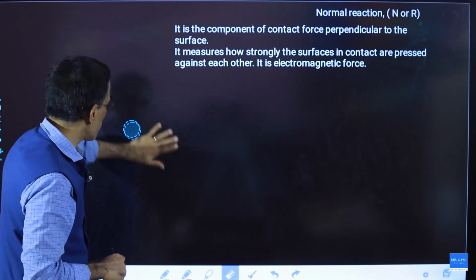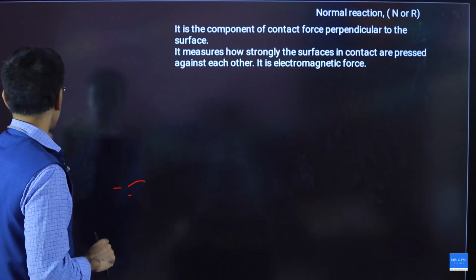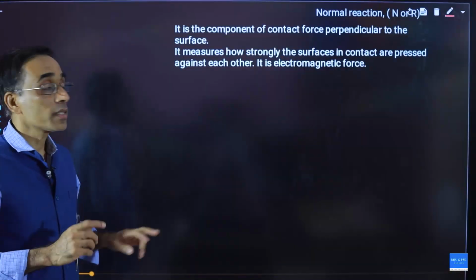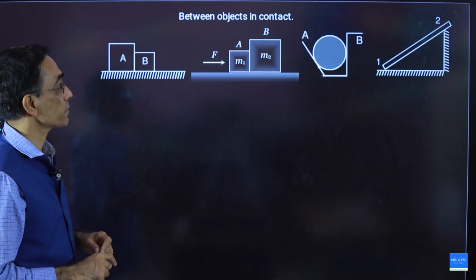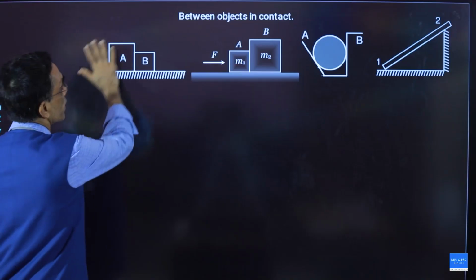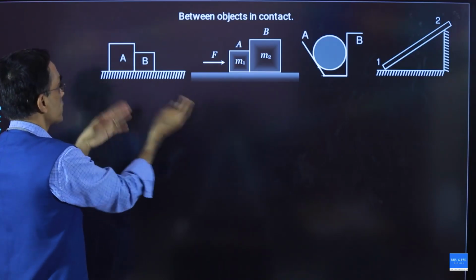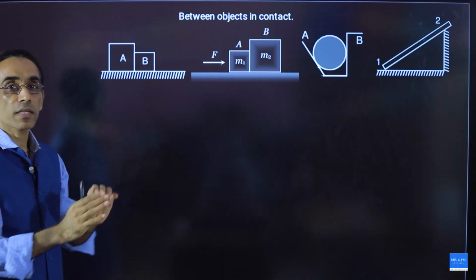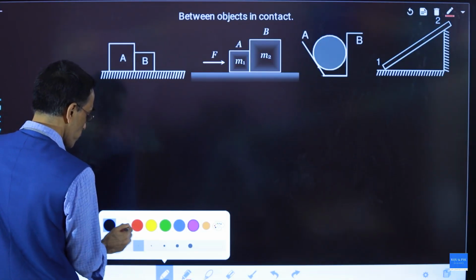But you do not have to worry about this kind of normal reaction, we have to worry about some other type of normal reaction. So, what is normal reaction? The contact force perpendicular to the surface is called normal reaction. It is sometimes written as N, sometimes R. Now, see this, say there are two bodies here, they are kept close by, but they do not press each other, there is no motion. So, we will say that there is no normal force here.